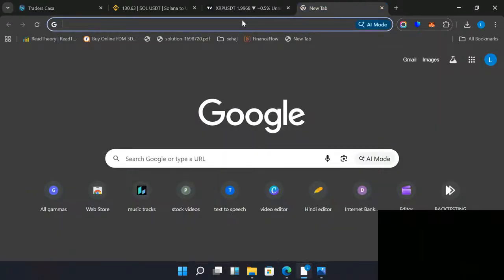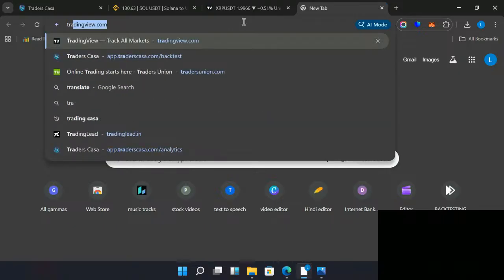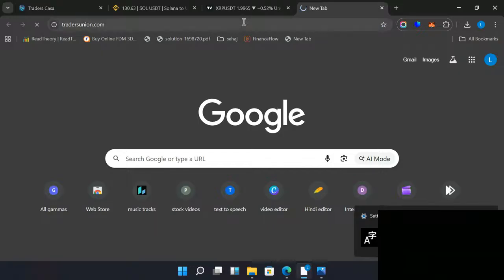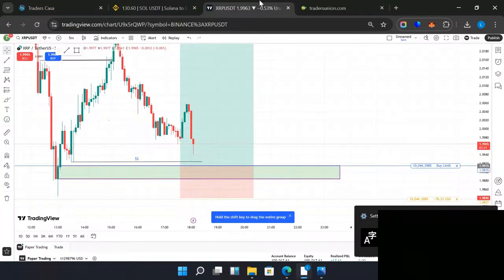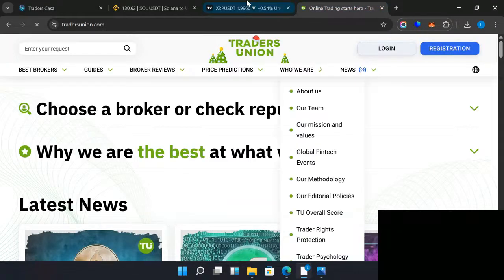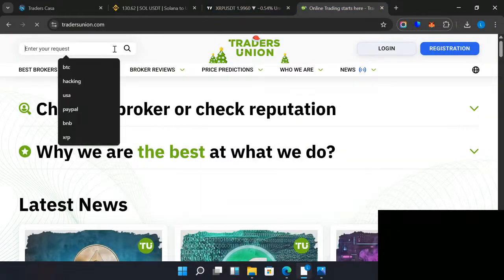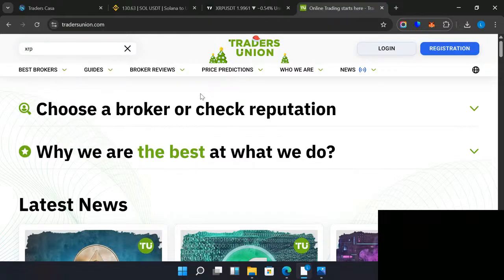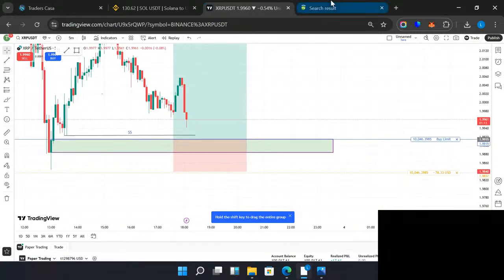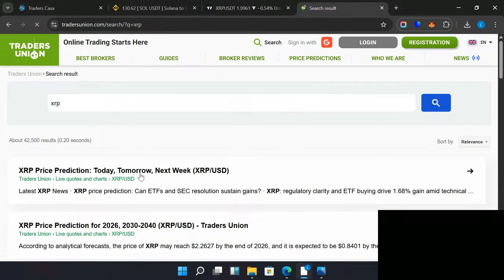Let's actually look at the prediction of Traders Union over here. This is a good website. We should look at it right now. Let's look at it. XRP, and we run that in. Still not hitting our buy limit. Okay, this one I will click on. Close the previous tab.